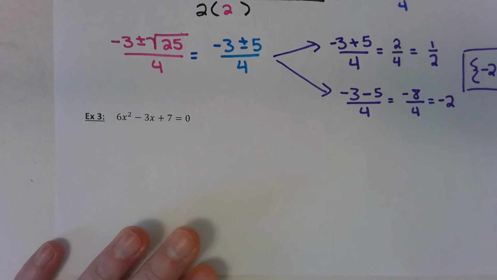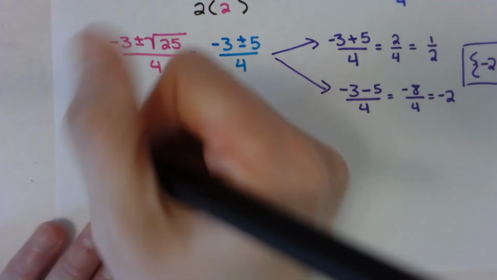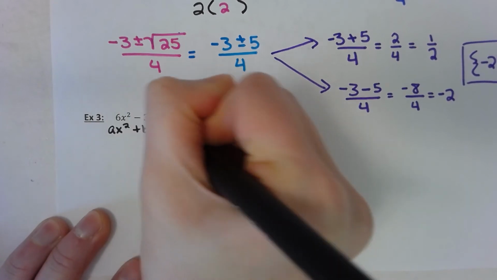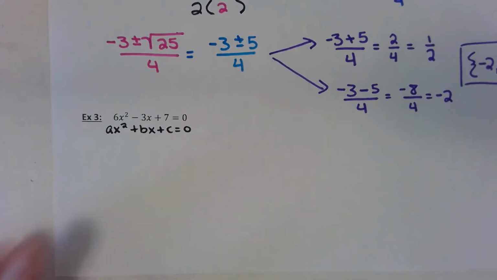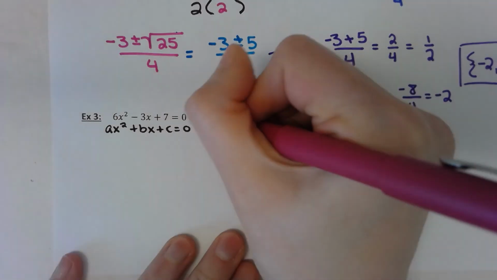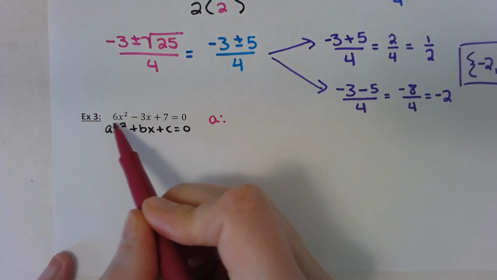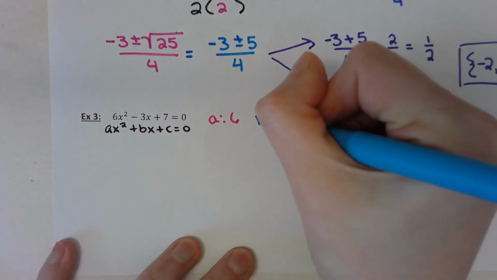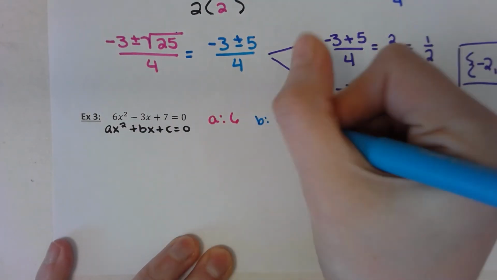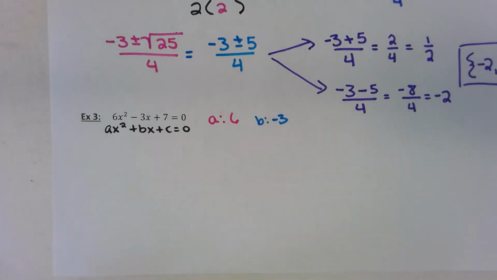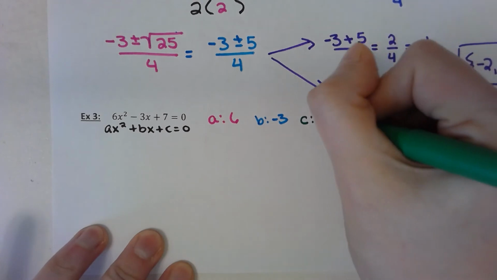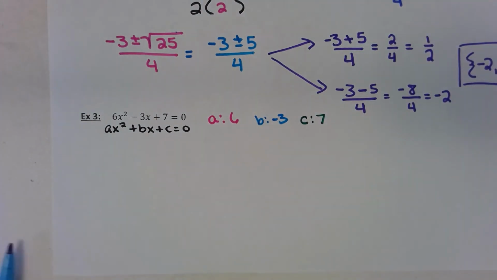Number 3. Okay, I always like to start by writing ax squared plus bx plus c equals 0 and identifying my a, b, and c values. Well, my a is the number in front of the x squared, which is 6. My b is the number in front of the regular x, which in this case is negative 3. And my c value is the constant, the number without the letter. That one is 7.